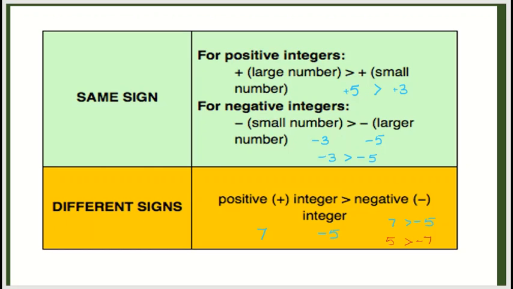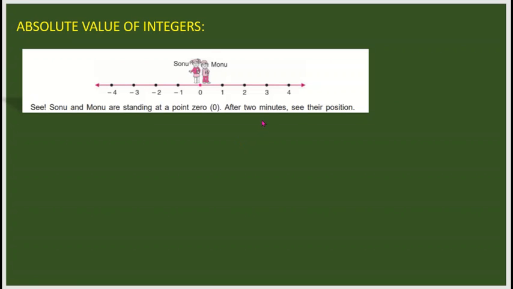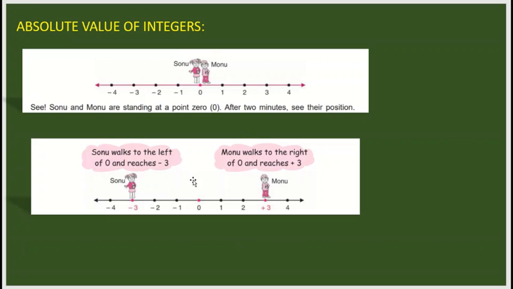Okay, children. Now let us see one more concept, that is the absolute value of integers. Here you see Sonu and Monu. Both are standing at point 0 on the number line. Where are Sonu and Monu? They are at 0. After 2 minutes, let us see their position. So this is the position after 2 minutes. Where is Sonu? Exactly at minus 3. Where is Monu? Exactly at plus 3.